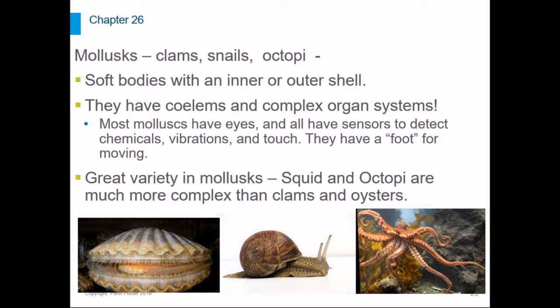They have sensors to detect vibrations, chemicals, and touch. Most of them have eyes, and they have a foot for moving. Other than that, it's hard to say that anything is common to mollusks because there's such a great variety. Squid and octopi are very complex compared to things like clams and oysters. And that just kind of shows how evolution still works. So we branched off into mollusks, and mollusks kept evolving into different types of things.